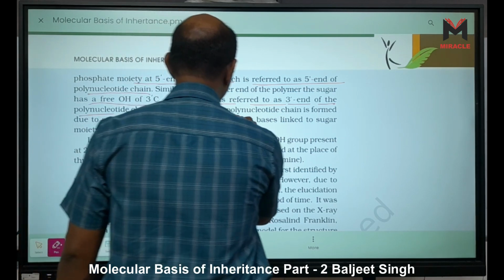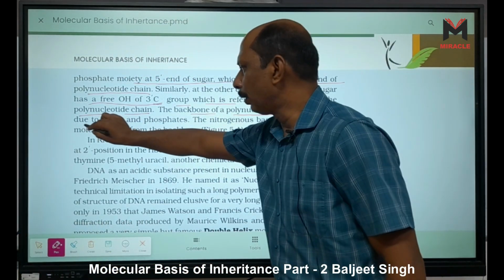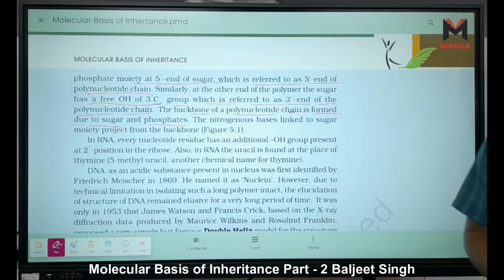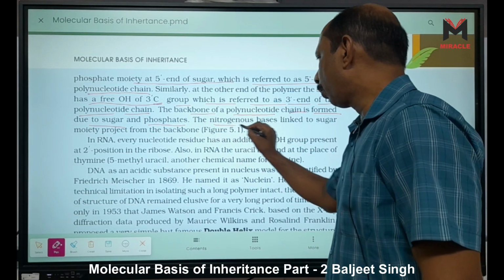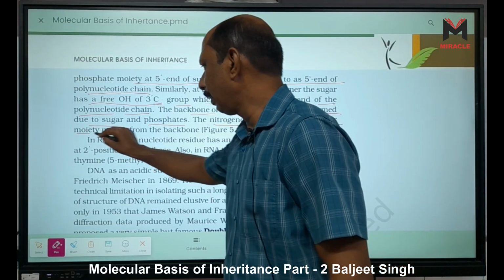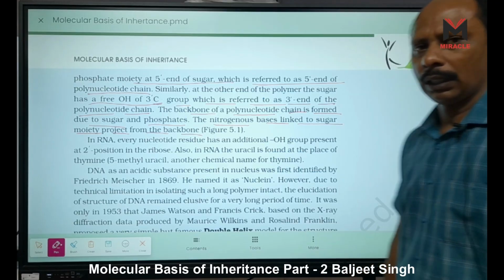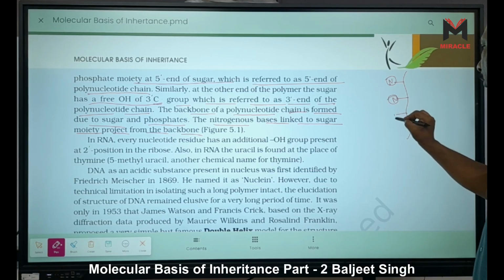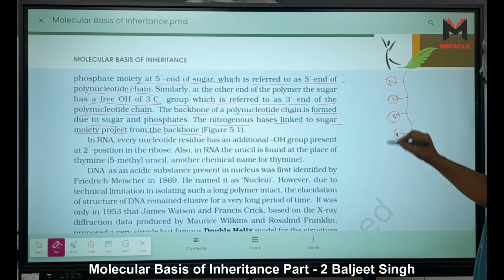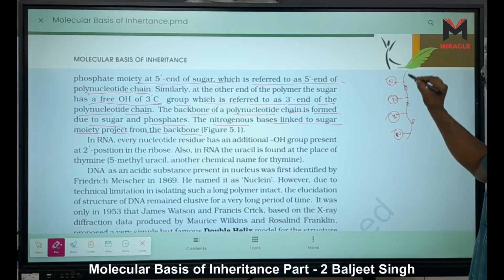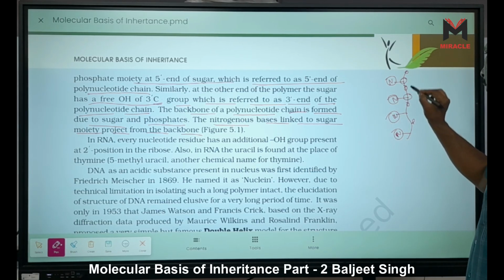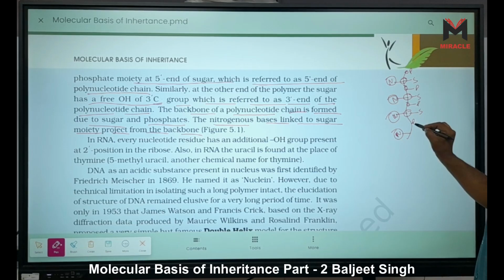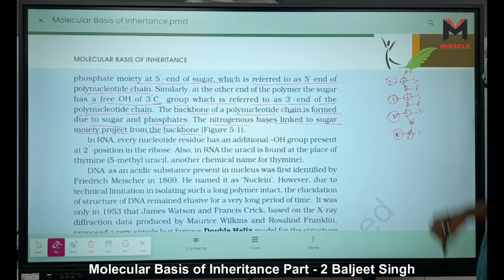The backbone of the polynucleotide chain is formed by sugar and phosphates, so it is called the sugar phosphate backbone. The nitrogenous bases linked to the sugar moiety project from the backbone. This is the backbone, and projecting from it are the nitrogen bases. On this side: phosphate, sugar, phosphate, sugar, phosphate, sugar. So this is the structure, with the nitrogen bases toward the inside, right?